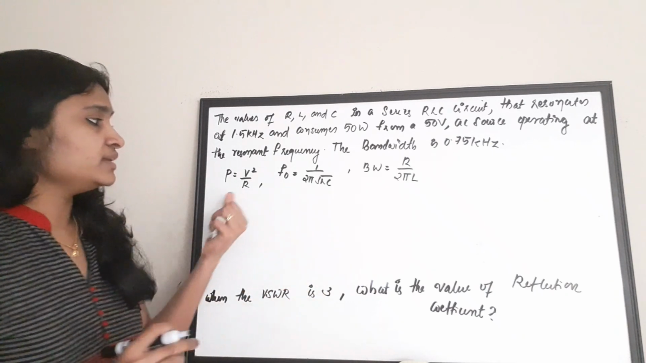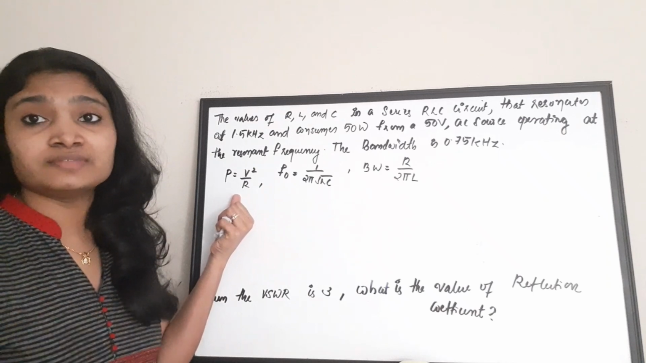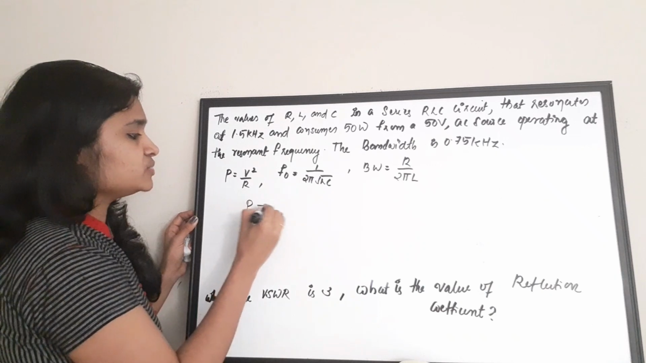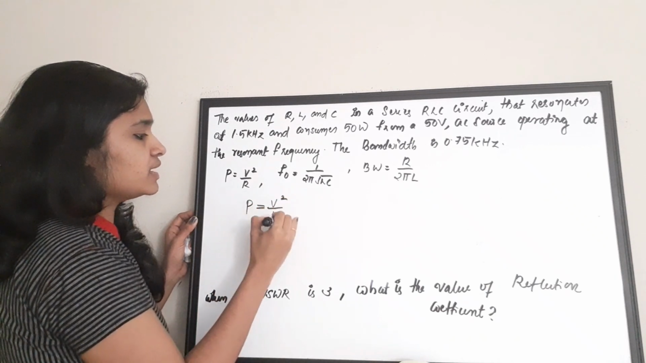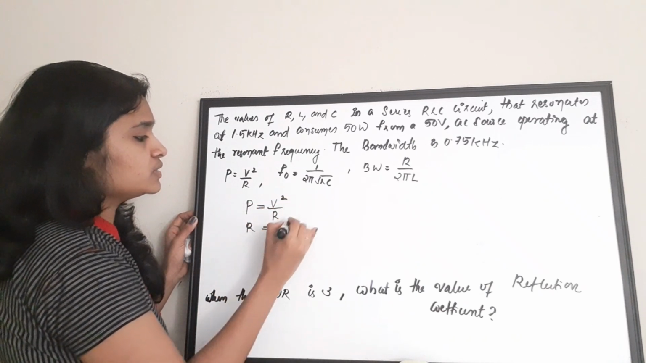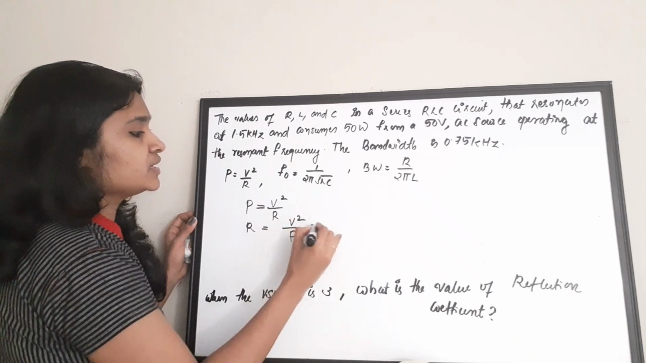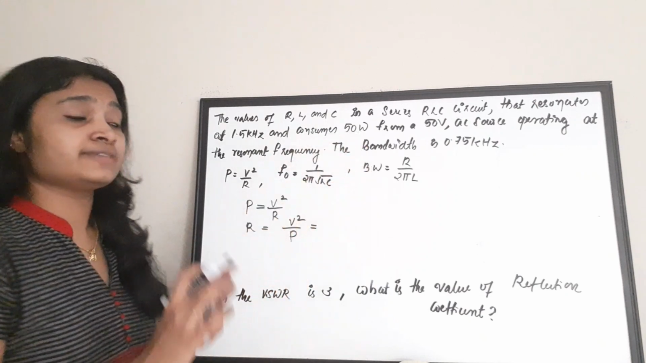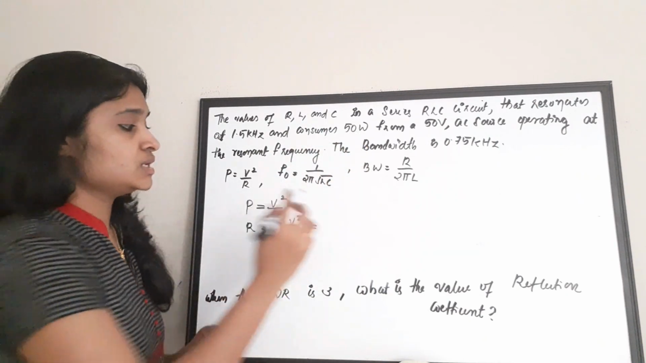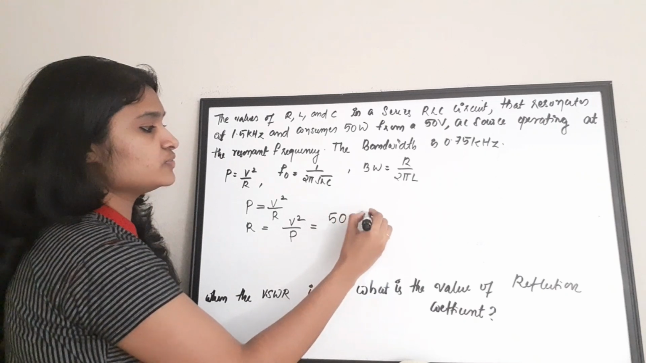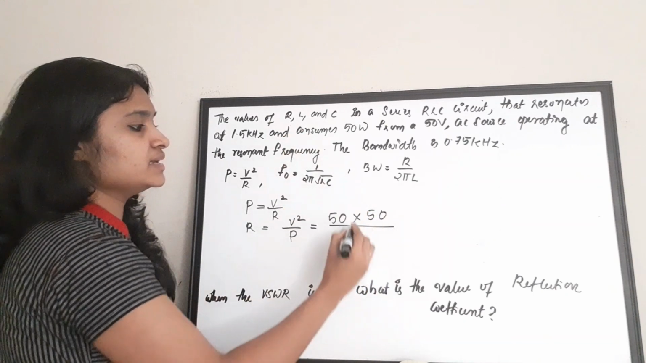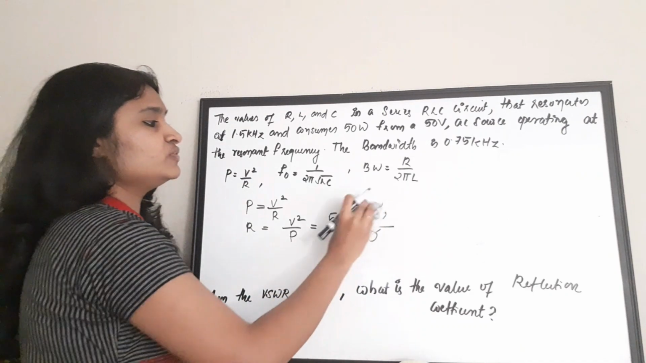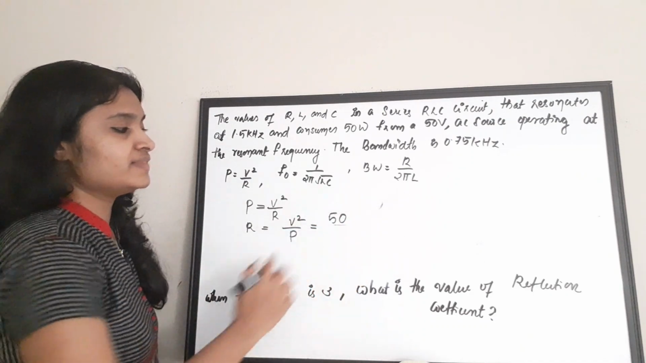So first I am going to find the value of resistance. The equation is P is equal to V squared by R, so R is equal to V squared by P. What is V? For this you have to use the statement: consumes 50 watts from a 50 volt AC source. So 50 into 50 by the power, which is again 50 watts. What will be the answer? It is nothing but 50 ohms, the value of resistance.